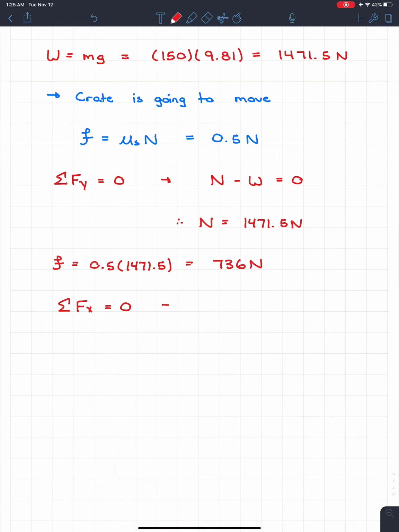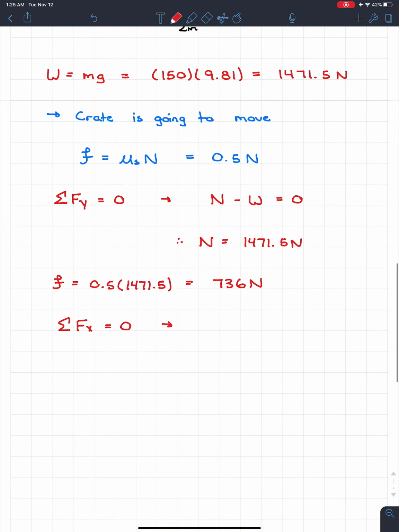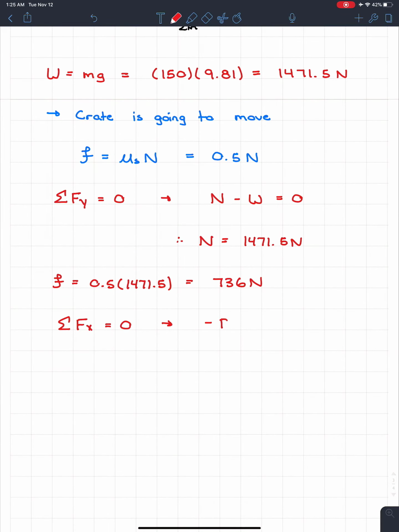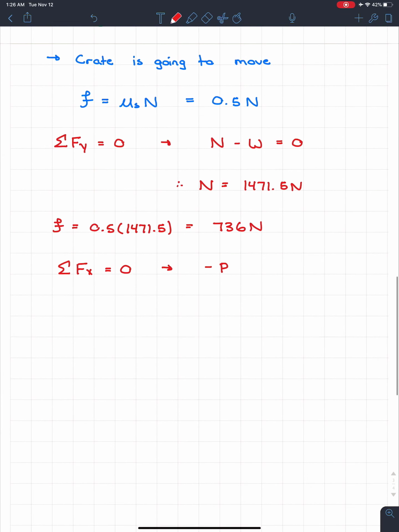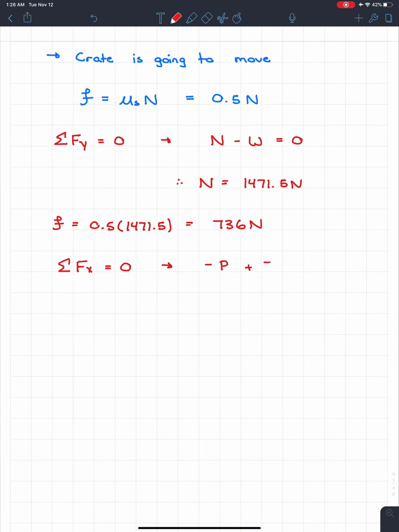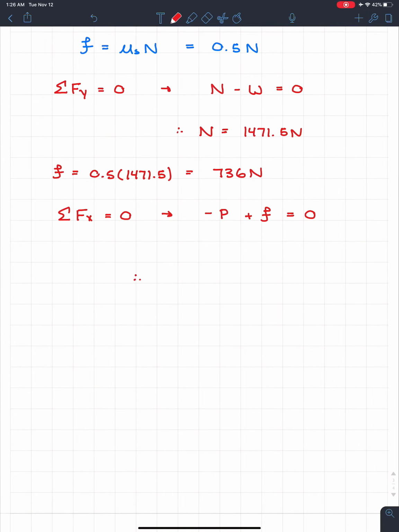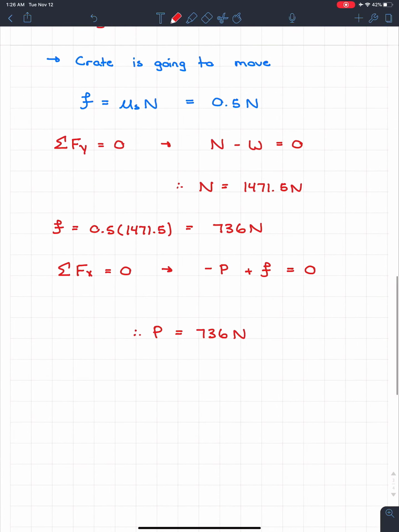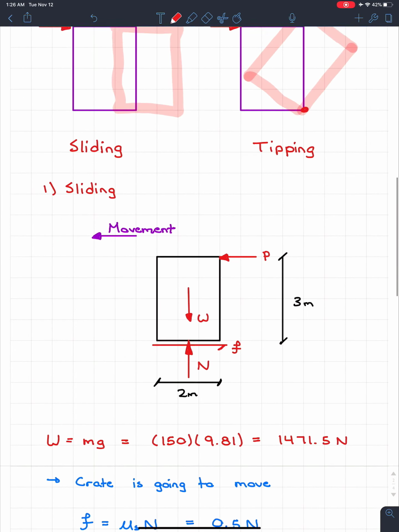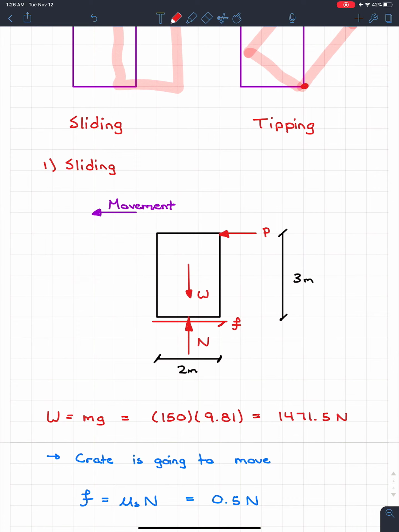And doing this, what we see is we have P going to the left, so we're going to have a negative P. And we got the frictional force going right, so plus F is equal to 0. Well, it's very easy to tell that P is going to be equal to F. So therefore, we can say P is equal to 736 newtons. So once P reaches 736 newtons, this crate right here is going to start sliding to the left.